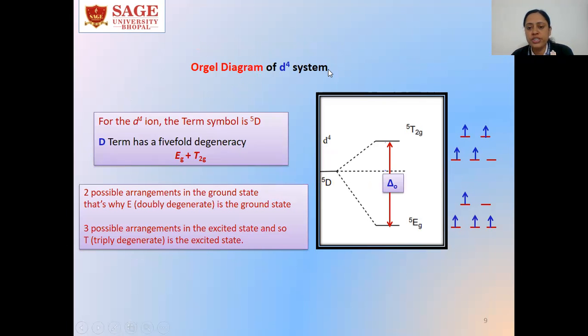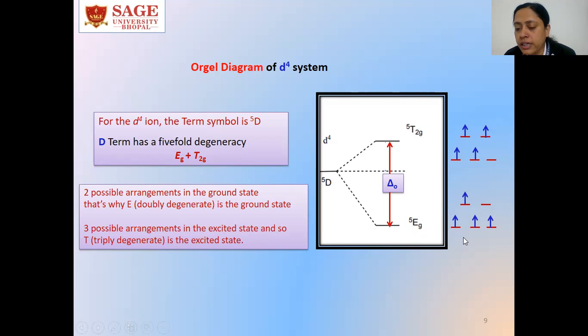In the case of the d4 system, again it is similar to the d1 system. If I have a D term, it will split into two terms, eg and t2g. Now we have seen in the case of d1 that t2g was the ground term and eg was the excited term. The reverse will happen in the case of the d4 system, because in this case we can see at the ground state there are two possible arrangements of the electron in the eg state, right?